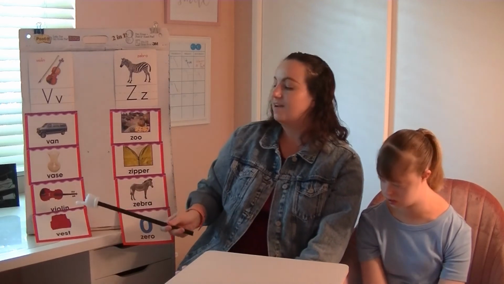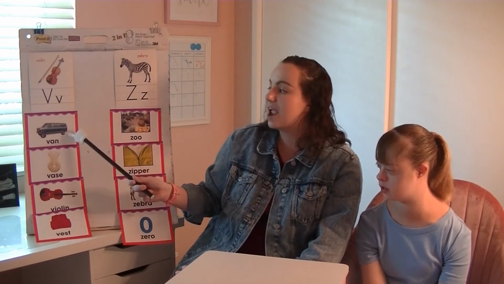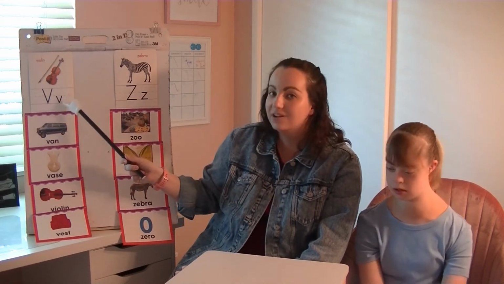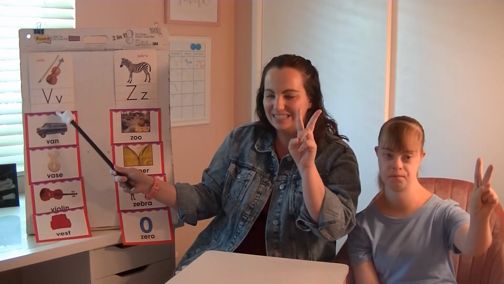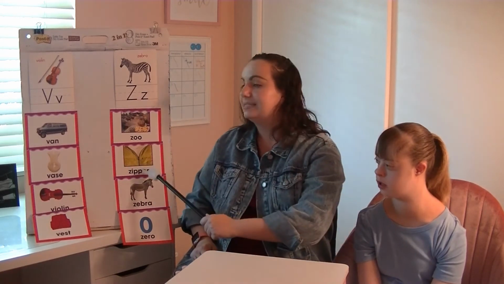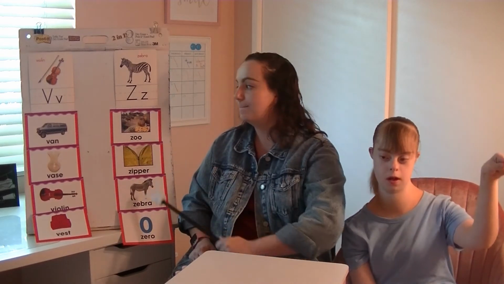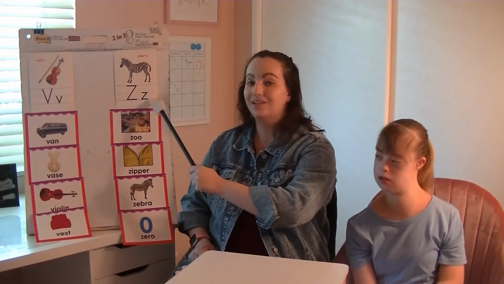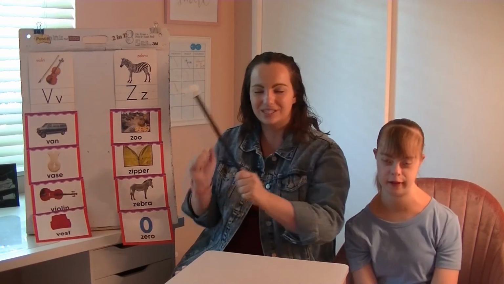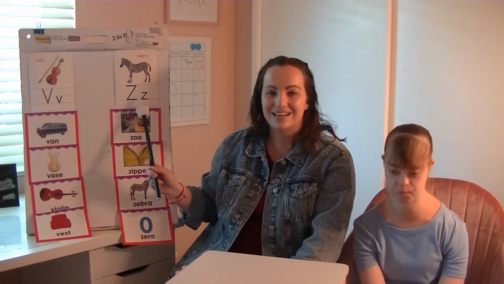We did it. We sorted the words. We said that vest, violin, vase, van all start with the V sound made by the letter V. Then we said that zero, zebra, zipper, zoo all start with the Z sound made by the letter Z. Yay, we sorted it. Give Kaylee and I a few seconds to get ready to practice reading words that have that Z sound in them.